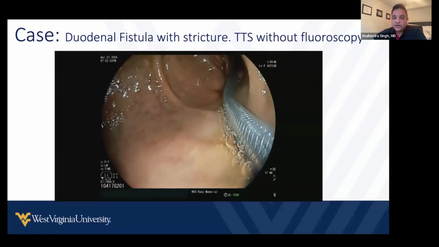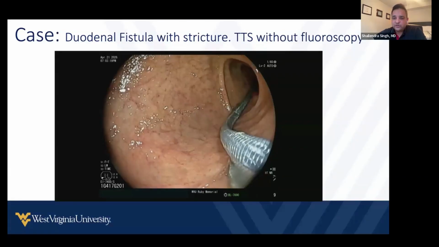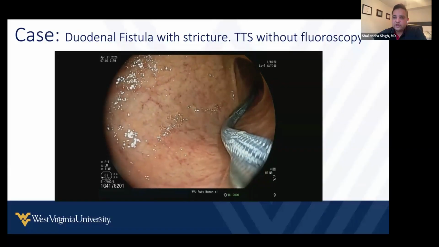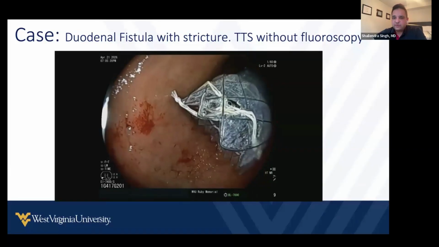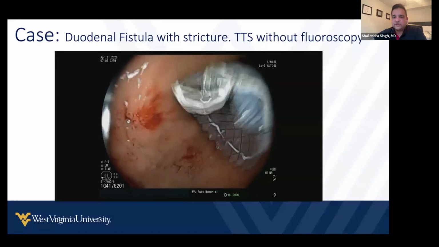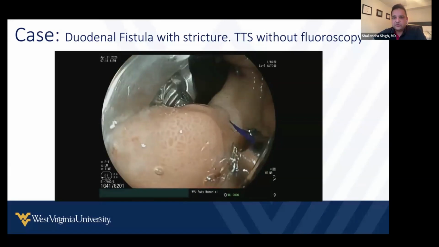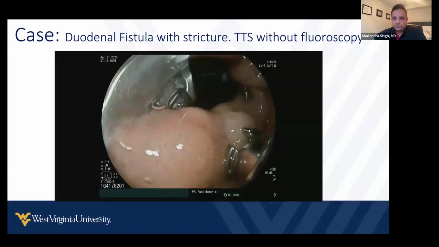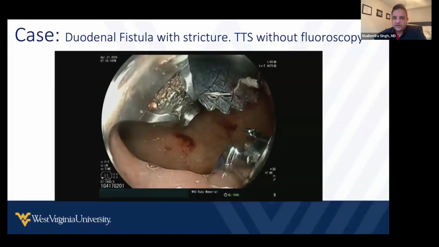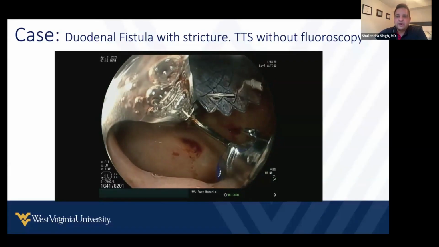I want to keep the stent over this fistula, and then I controlled the yellow part of the stent, and I'm able to place this in the duodenum. Again, to prevent migration, I used OverStitch, and we were able to secure this at the gastric pylorus.